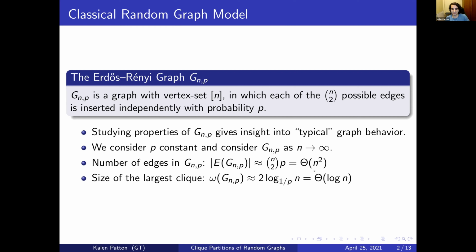And I also wanted to state a few well-known properties of GNP that happen to be relevant to our discussion. First of all, the number of edges in GNP, it should come as no surprise, is approximately n choose 2 times p, since edges are binomially distributed. So we have on the order of n squared edges. And also the size of the largest clique is perhaps a little less obvious, but this is going to be closely concentrated around 2 log base 1 over p of n. So on the order of log n for the clique number of GNP.